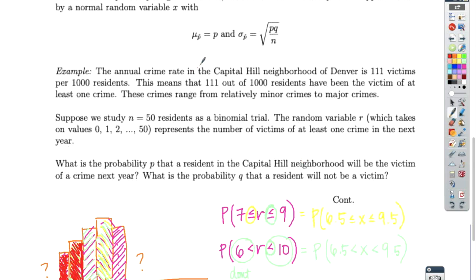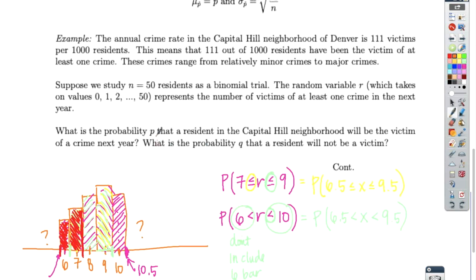The annual crime rate in the Capitol Hill neighborhood of Denver is 111 victims per 1,000 residents. That means that 111 out of 1,000 residents have been the victim of at least one crime, and these crimes range from relatively minor to major crimes. Suppose that we study 50 residents as a binomial trial. The random variable r, which takes values from 0 to 50, represents the number of victims of at least one crime in the next year.